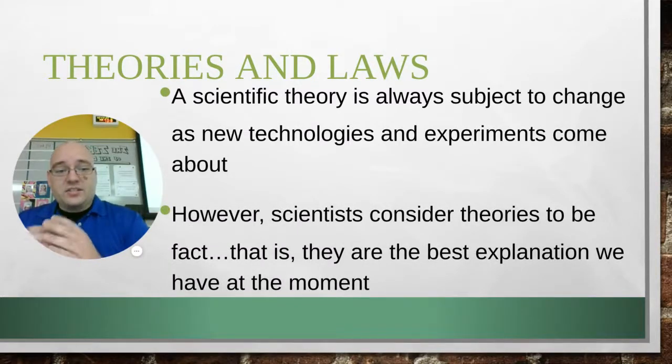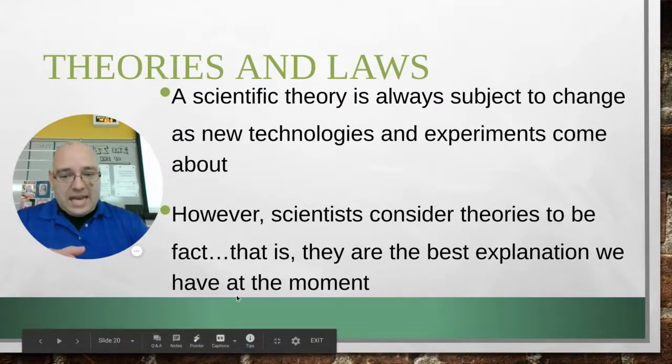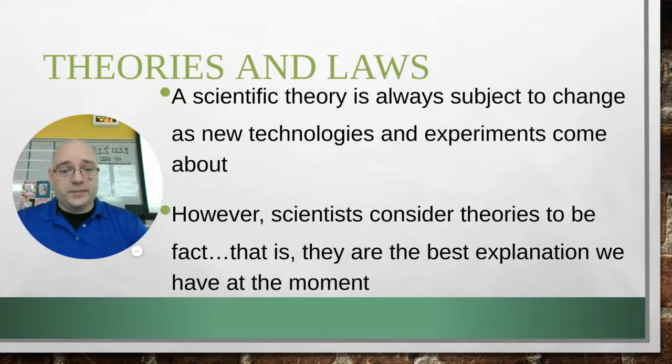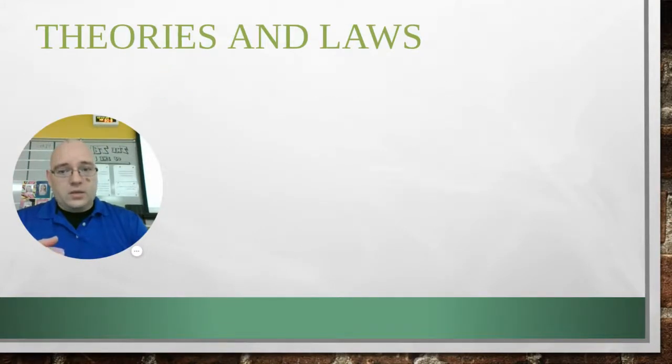So scientists consider theories to be fact. If you're talking to a scientist and you say, well, that's just a theory, they'll say, yeah, exactly, it's a theory. They consider theories to be fact. Fact is not truth necessarily, but it means it is the best explanation that we have at the moment. That's the key phrase here: at the moment. There's always the possibility that our science could be wrong. So at the moment, with the current technology and our current experimentation, a scientific theory is the best explanation we have, so we consider it to be fact as of right now.